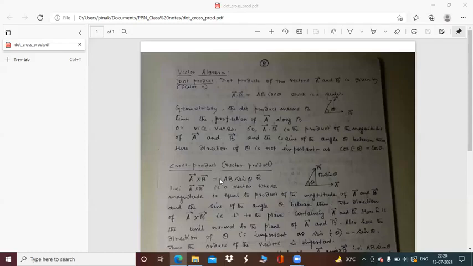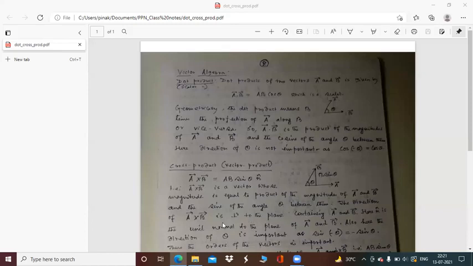Now here this a b sine theta part is actually giving us the magnitude of a bar cross b bar, and this unit vector n cap gives us the direction of the cross product a bar cross b bar. That is, a bar cross b bar is a vector quantity whose magnitude is equal to the product of the magnitudes of a bar and b bar and the sine of the angle theta between them.